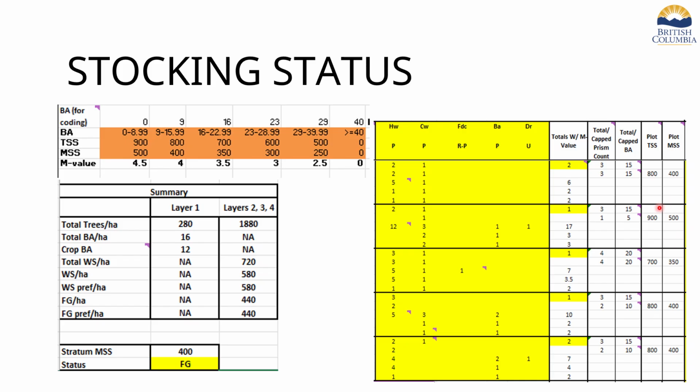Next plot, MSS is 500. We had 3, so we had 600, pass. Next, 350. We had 3.5, so 700 and 400, so pass. Next, 400. We had 400 for well space and free growing. And lastly, 400, and we had 800 and 400. So all of our plots individually also pass. So overall, that means our SU is free growing. We are good to go.